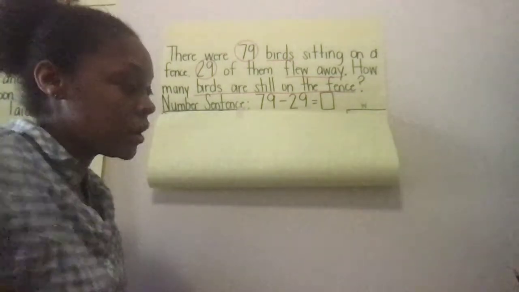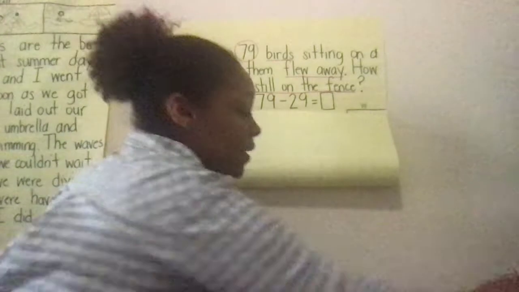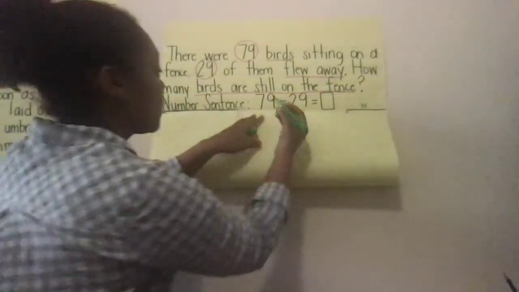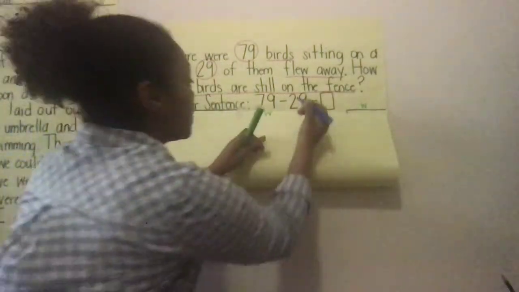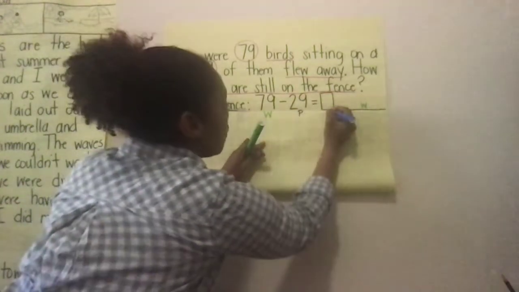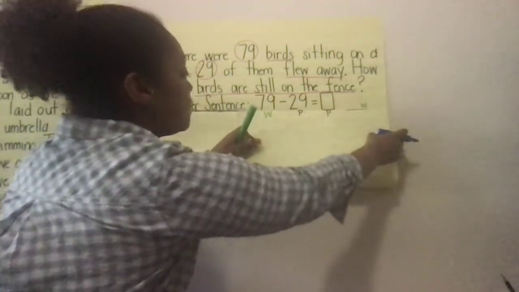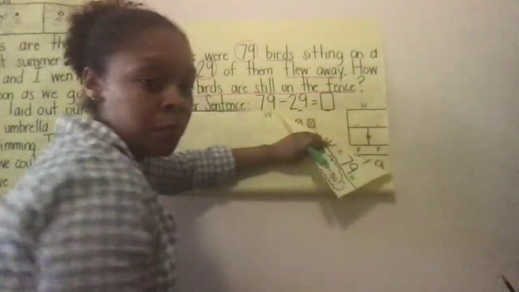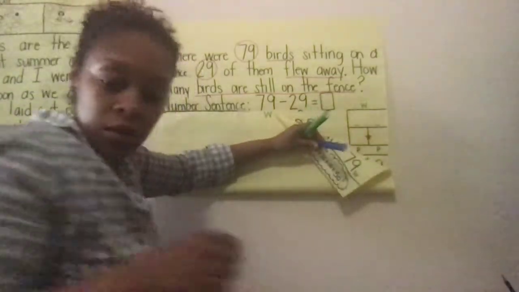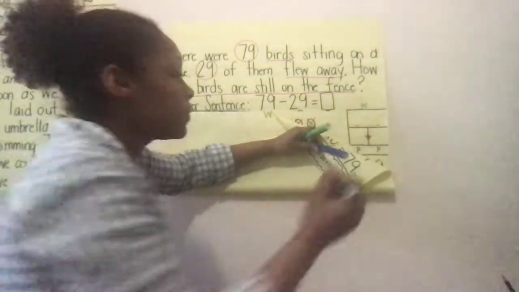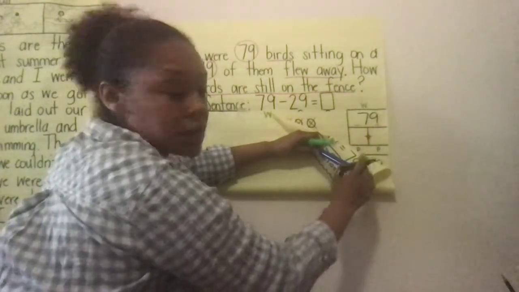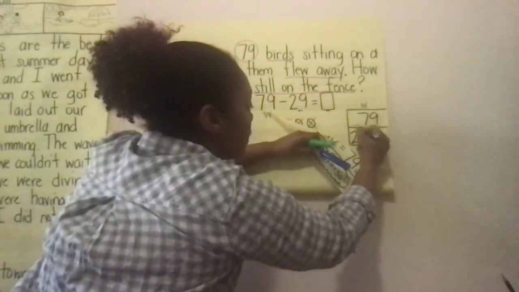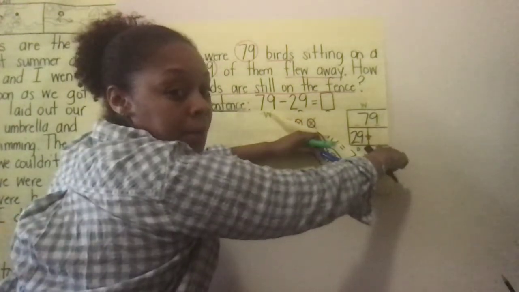So if you labeled your number sentence, what does the 79 represent? The 79 represents the whole. Good. What does 29 represent? 29 represents a part. So we have to solve for the part. If you filled in your part whole box, the number that goes in the whole is 79. And the number that goes as one of our parts is 29. So that we're solving for the other part.